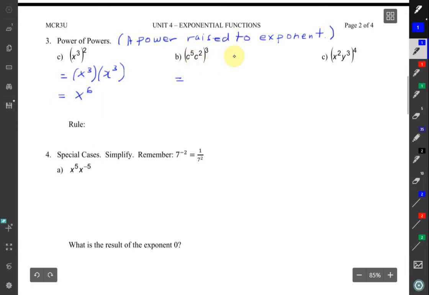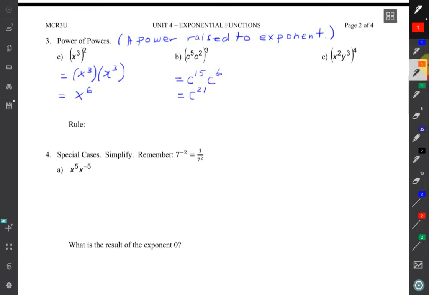So one approach to this is to apply that 3 to both of these. So 5 times 3 is 15, and 3 times 2 is 6. And then add those together, 15 and 6 c's being multiplied is 21 c's being multiplied, or c to the 21. Now I'll just show on the side here the other approach we could have followed.